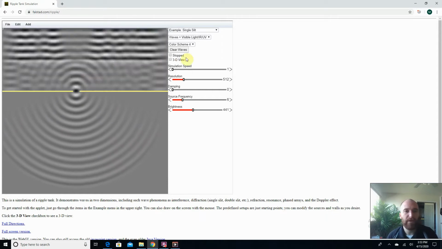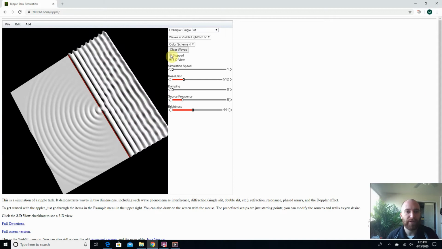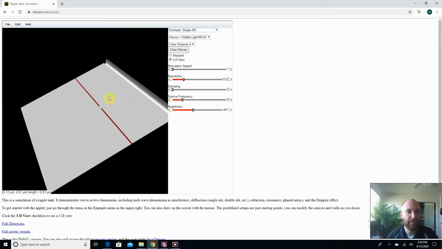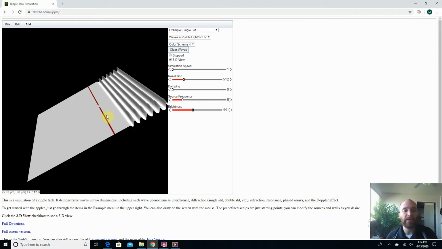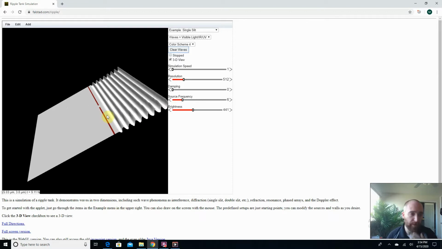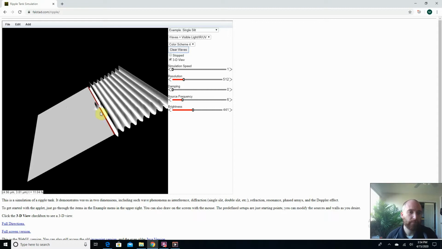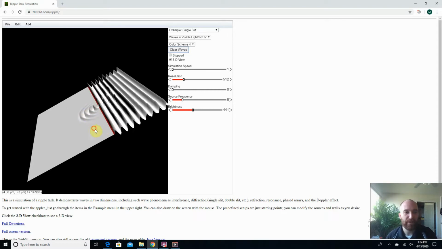This is an overhead view, which looks a little different. I'm going to change it to the 3D view and then start it over. So from the side, you can see all these waves coming in. And again, once they hit this opening, they're going to bend around it or diffract through the opening. And again, see how they sort of bend out in this semicircular type of pattern?